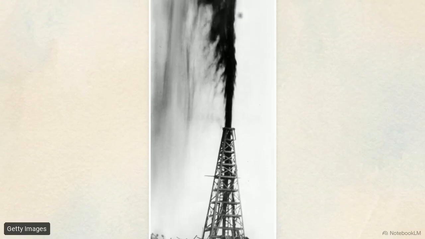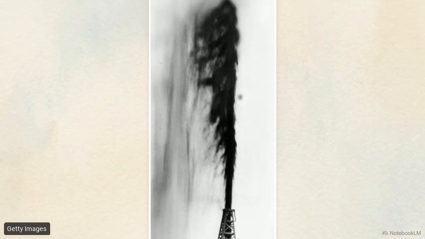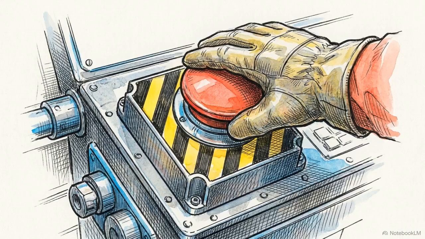This influx is a kick. Left unchecked, it accelerates to the surface and destroys the rig. At the first sign of a pressure imbalance, the driller activates the secondary control architecture, the blowout preventer, or BOP stack.